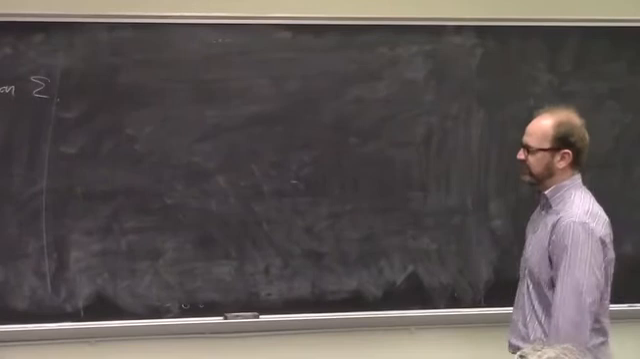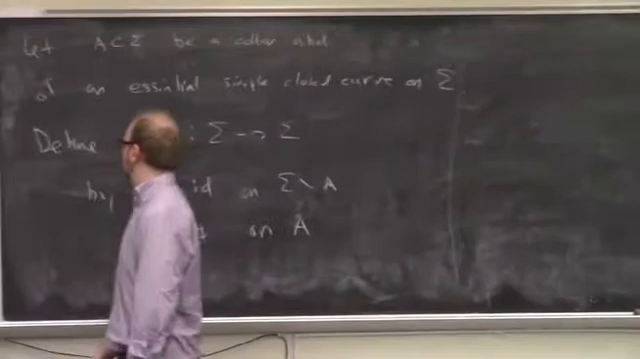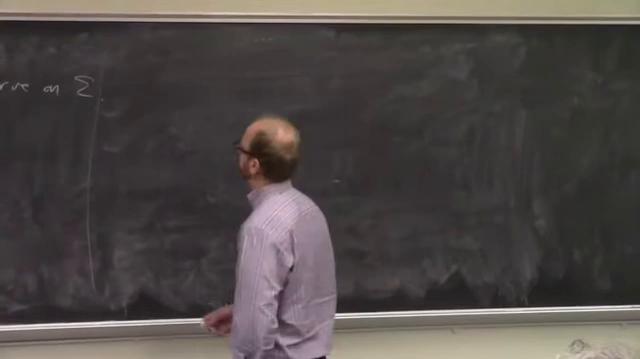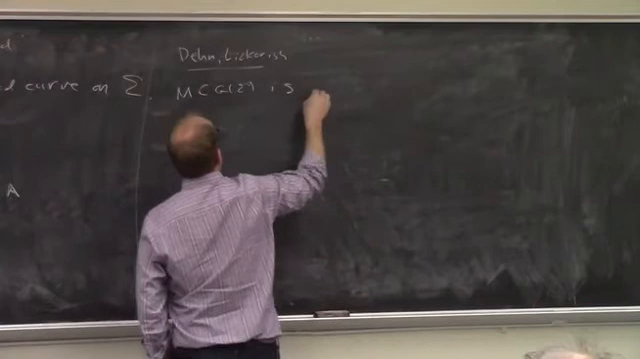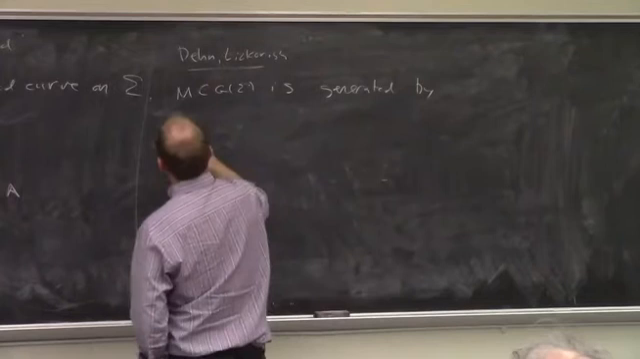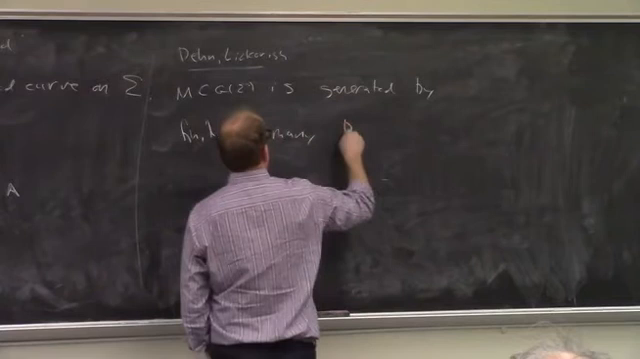And what Dehn and Lickorish proved is that these Dehn twists, in fact finitely many of them, generate the mapping class group. So Dehn and Lickorish showed the mapping class group is generated by finitely many Dehn twists about non-separating curves.